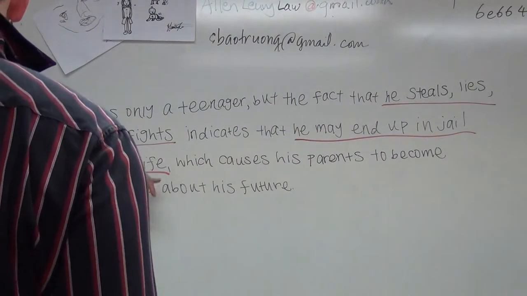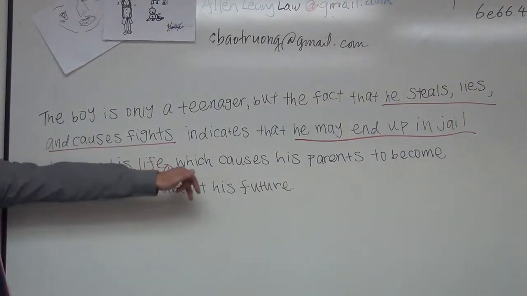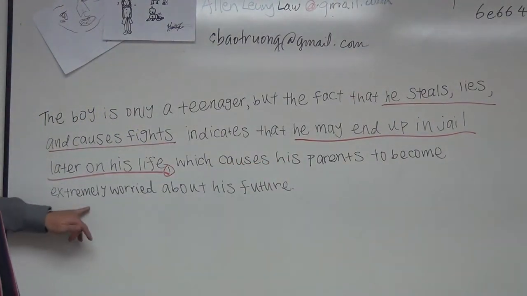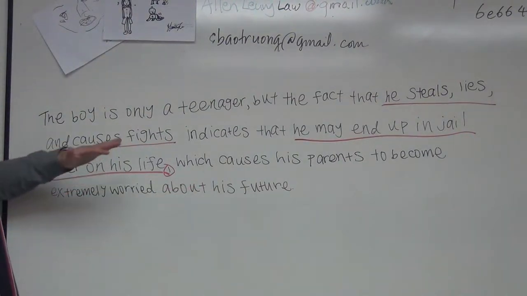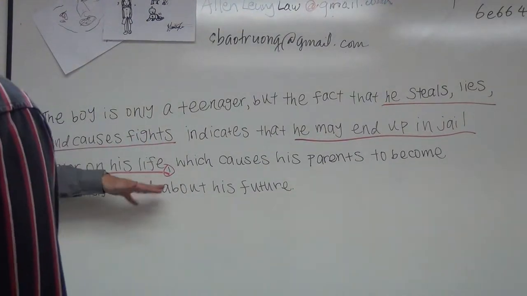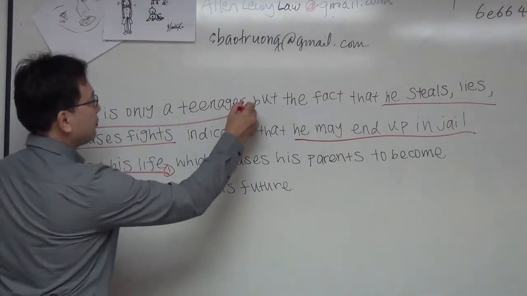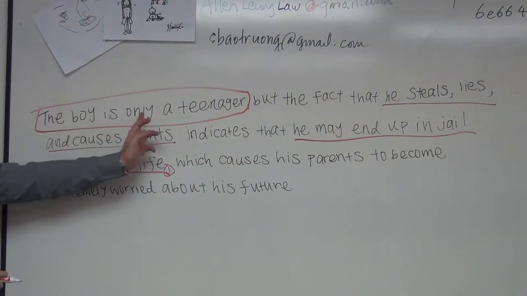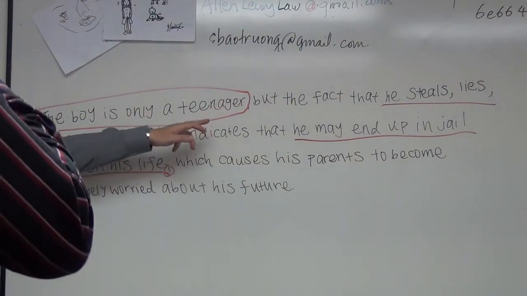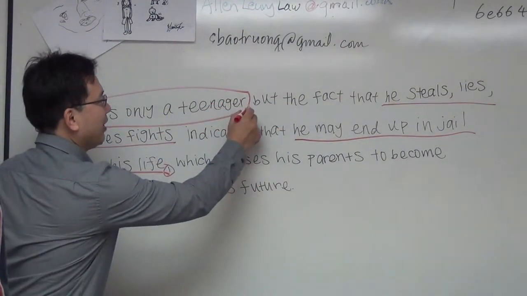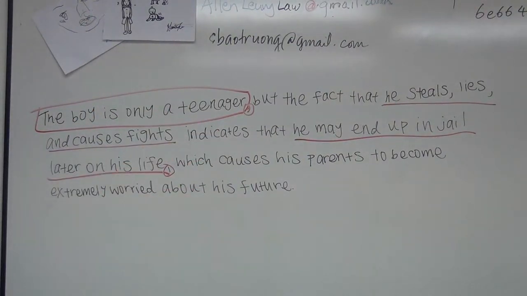Now, we also learned last time, the week before, how to extend a sentence with a comma, which causes parents to become extremely worried about his future. So you keep on extending sentences. I want to show you, this may look very long, but if you break it down, it's not as long as you think. Okay, Zihong, is this a simple sentence? The boy is only a teenager. Yeah, very simple, right? But we just keep on adding longer and longer. We add a comma here, and then the fact that, causes, become.